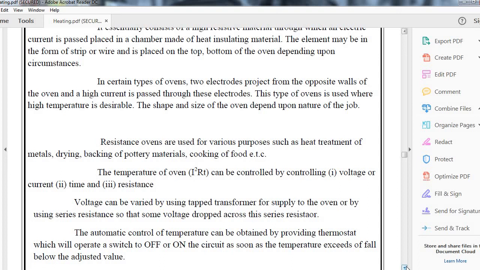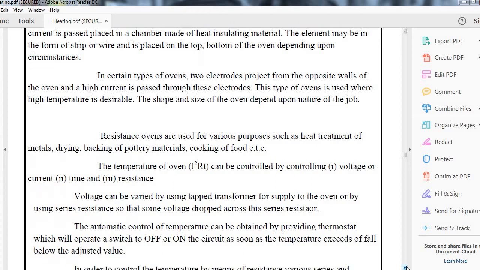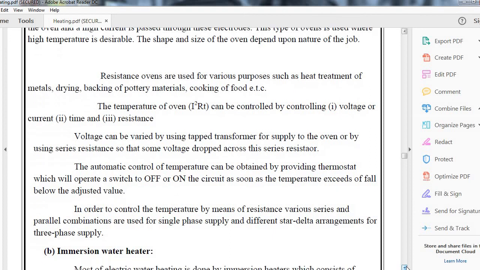Voltage can be varied by using a tapping transformer for supply to the oven or by using a series resistance so that some voltage drops across this series resistor. The automatic control of temperature can be obtained by providing a thermostat, which operates a switch to turn the circuit off and on as soon as the temperature exceeds or falls below its adjusted value. In order to control the temperature by means of resistance, various series and parallel combinations are used for single phase supply and different star delta arrangements for three phase supply.